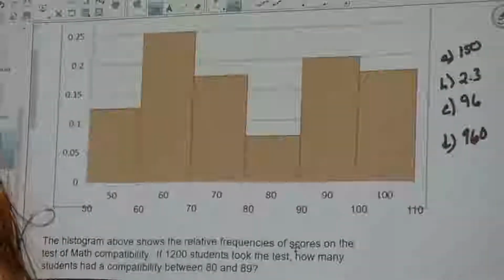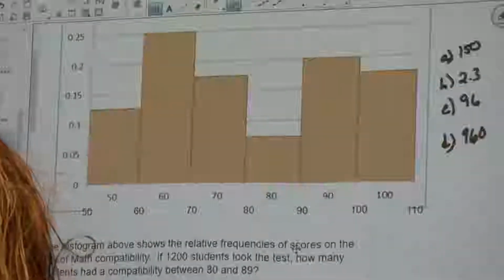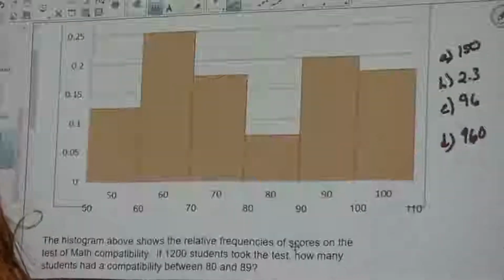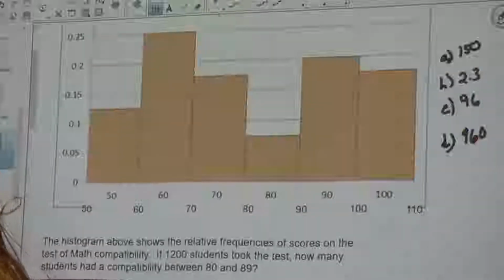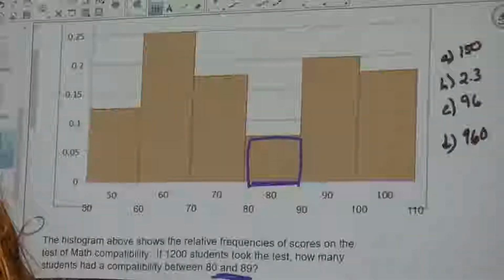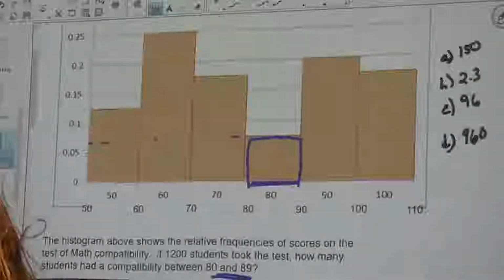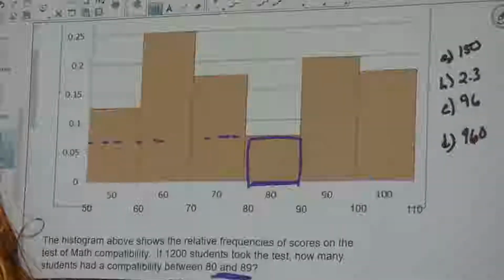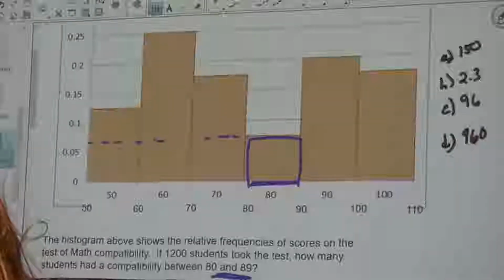The histogram above shows relative frequencies of scores on a math compatibility test. If 1,200 students took the test, how many students had a compatibility between 80 and 89? So 80 and 89, do you agree we're talking about this bar? So if we come over, okay, now look at my answer choices. Do any of my answer choices match me coming over?